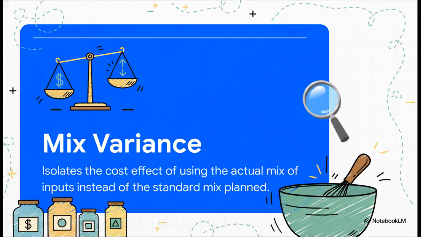So what this really boils down to is cost. The mix variance tells us if the recipe of inputs we used was more or less expensive than the recipe we budgeted for. It's purely about the cost of the combination, which sets up a really fascinating question. Is a more expensive recipe always a bad thing?